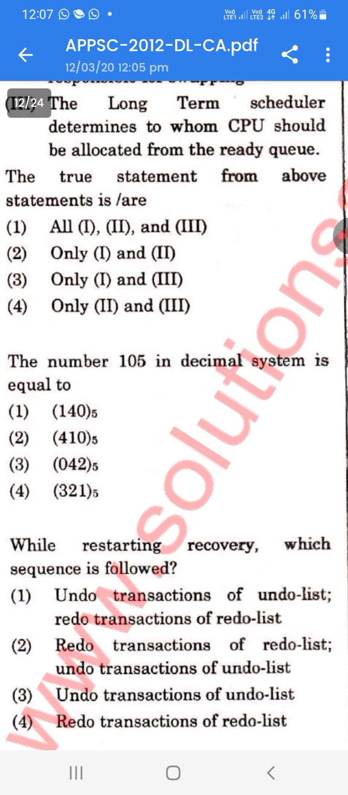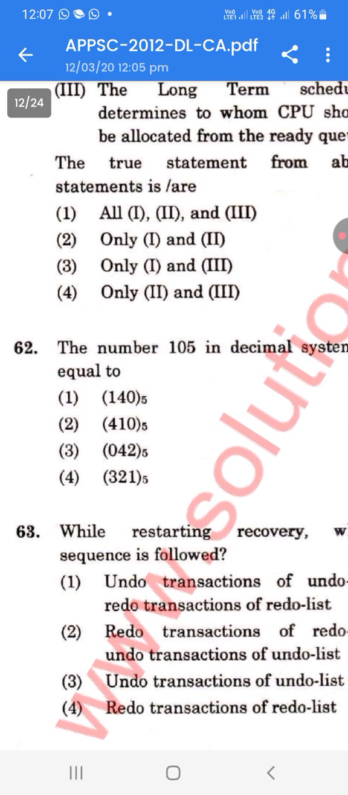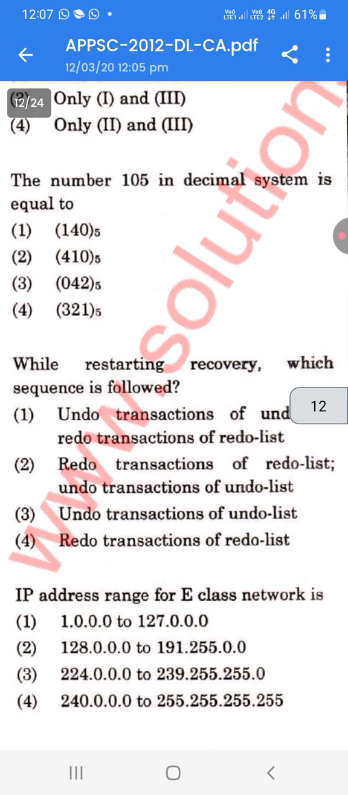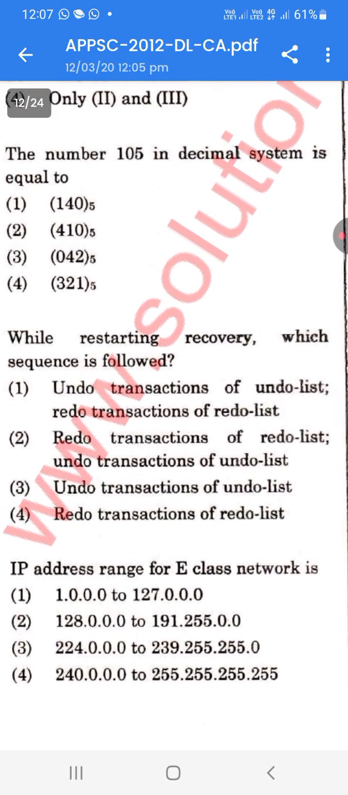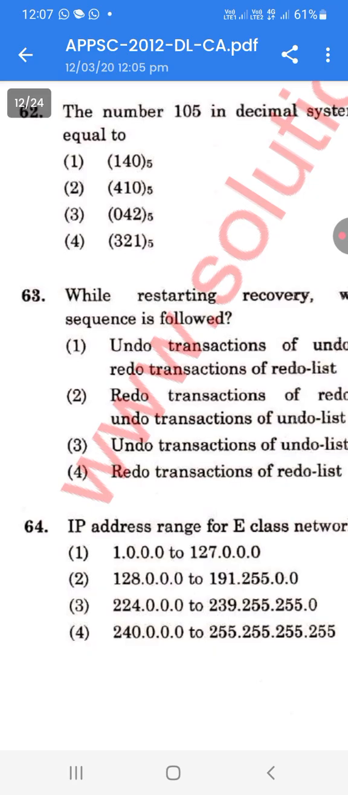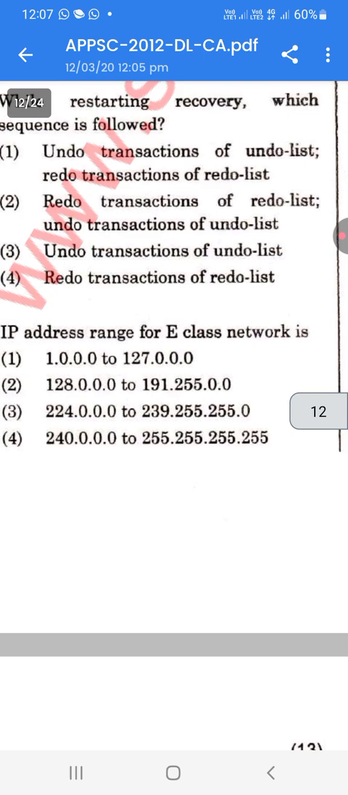The number 105 in decimal system is equal to 410 order 5. While restarting recovery, which sequence is followed? Redo transaction of redo list, undo transactions of undo list. For IP address range of E class is 242, 255, fourth one.